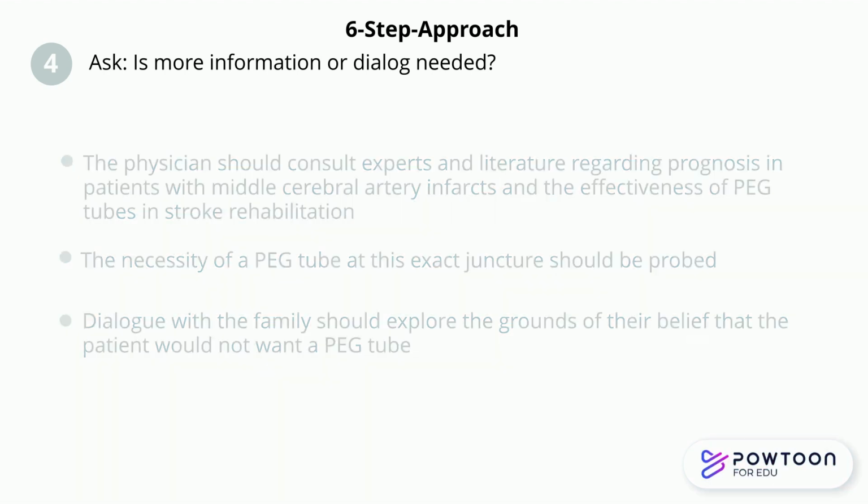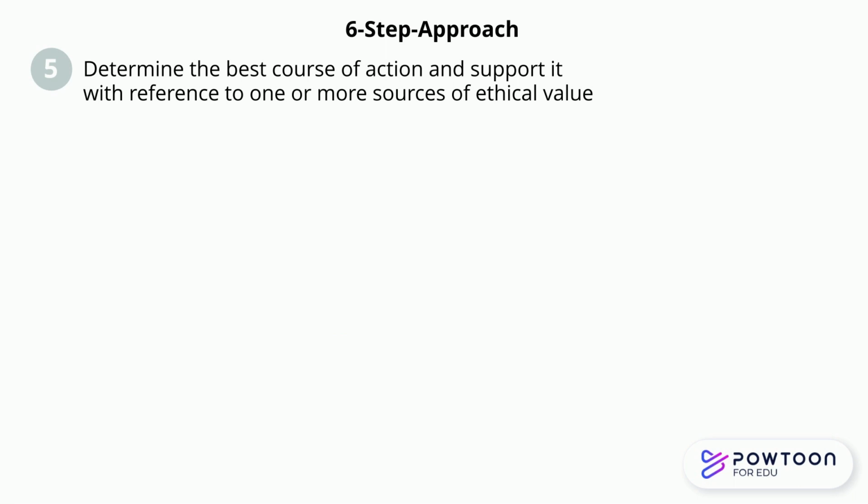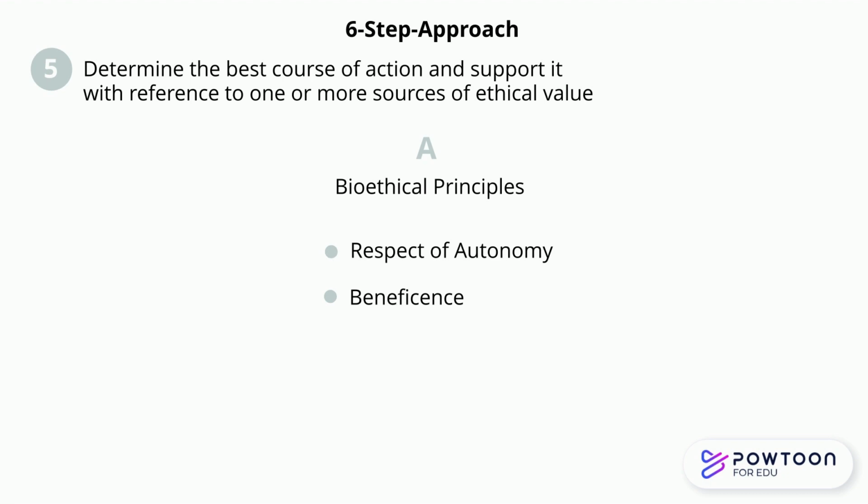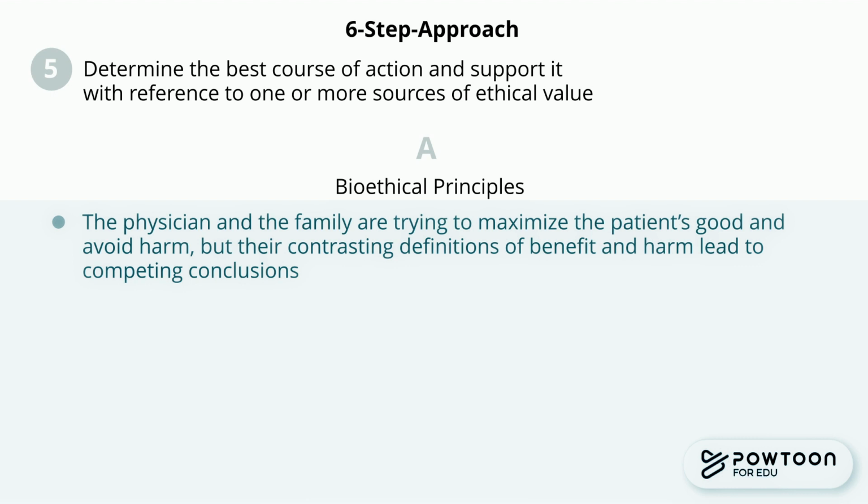The fifth step is to determine the best course of action and support your position with reference to one or more sources of ethical value. The bioethical principles are respect for autonomy, beneficence, non-maleficence, and justice. In our case, both the physician and the family are trying to maximize the patient's good and avoid harm, but their contrasting definitions of benefit and harm lead to competing conclusions.